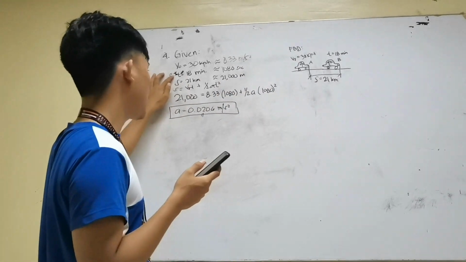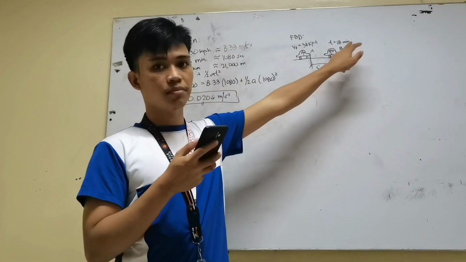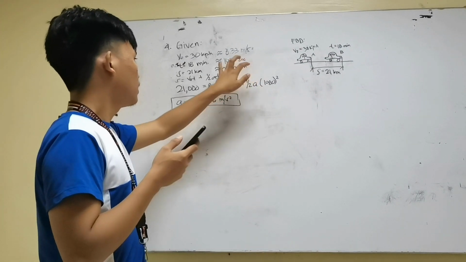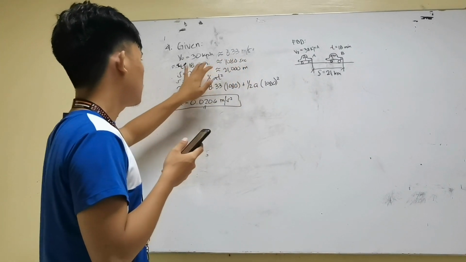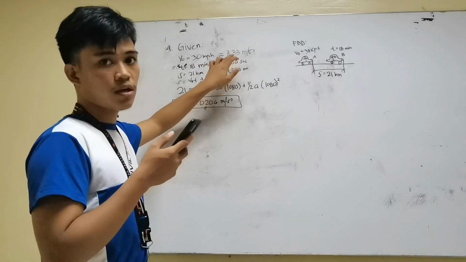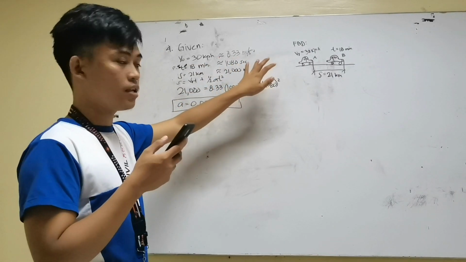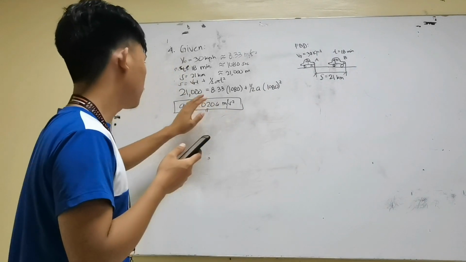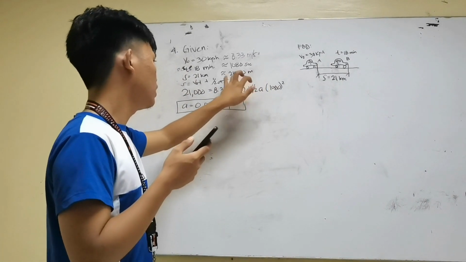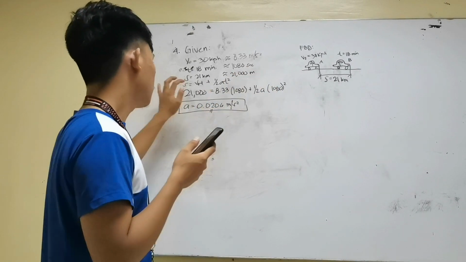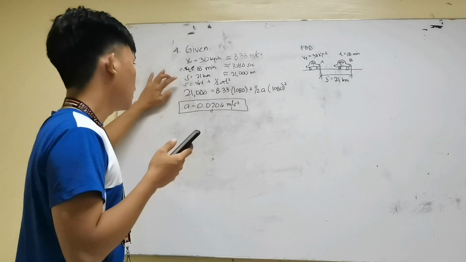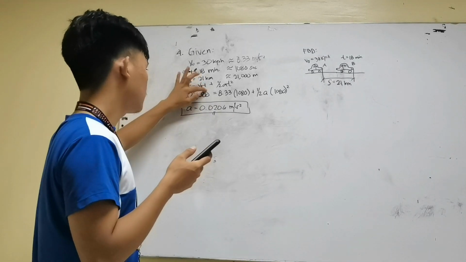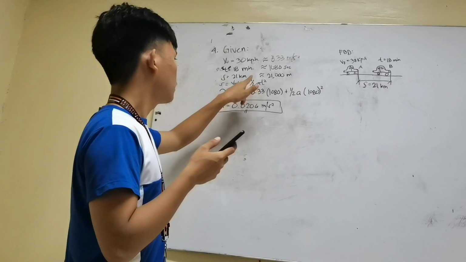So next is the time na gihatag ang 18 minutes. So i-convert niya po na ito siya into seconds. 18 minutes convert sa 1080 seconds. So next is the S. Sa 21 km, convert po na ito siya sa meter. So 21,000 meter.